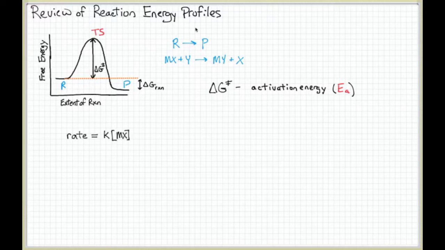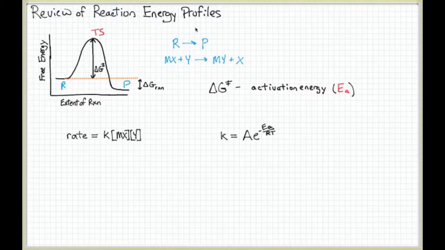Okay, so for this reaction, we would write a rate equation as rate is equal to a rate constant k times the concentration of the reactant metal complex MX times the concentration of the incoming ligand Y. And of course the reaction progress curve shows this as a one-step process going through a single transition state, so this rate equation is reasonable.